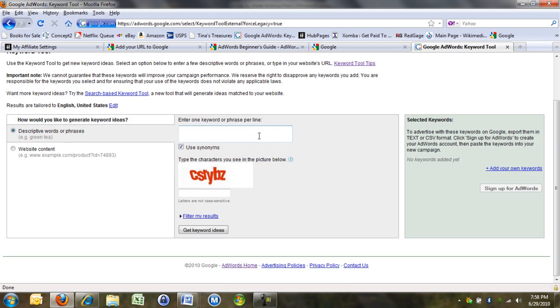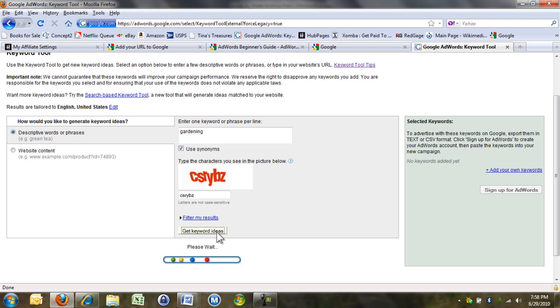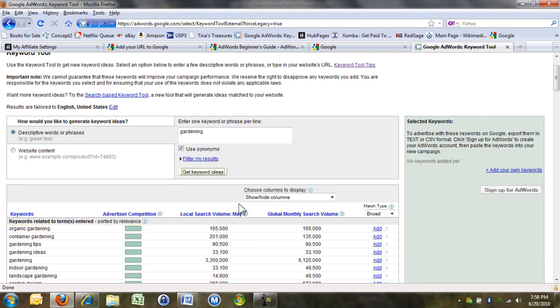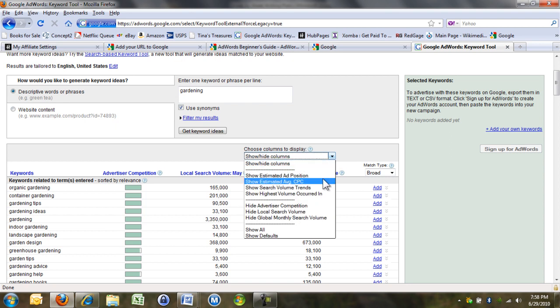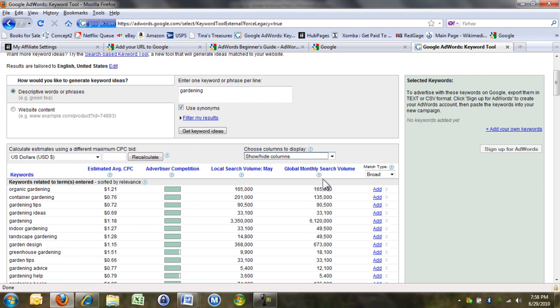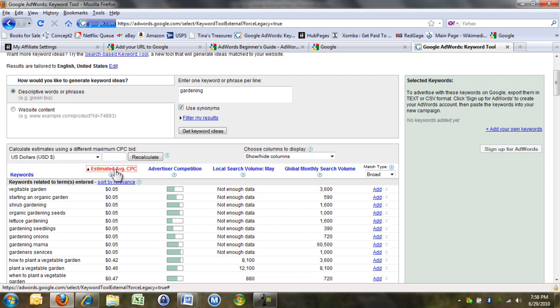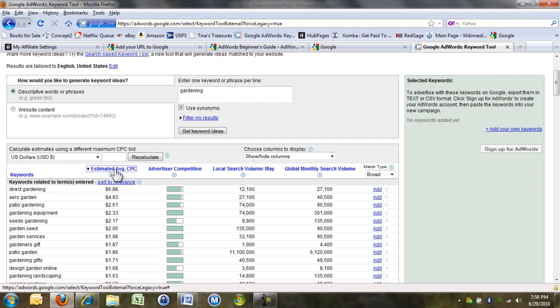Okay. Now, what are we going to write about? We're going to write about gardening. Okay, see. Now, you know I said make your article interesting to people and robots. This is how you make it interesting to robots. Okay. Now, yeah, it's complicated. Okay, we are interested in CPC, cost per click. Okay, and this can be sorted from high to low. That's low to high. This can be sorted high to low.